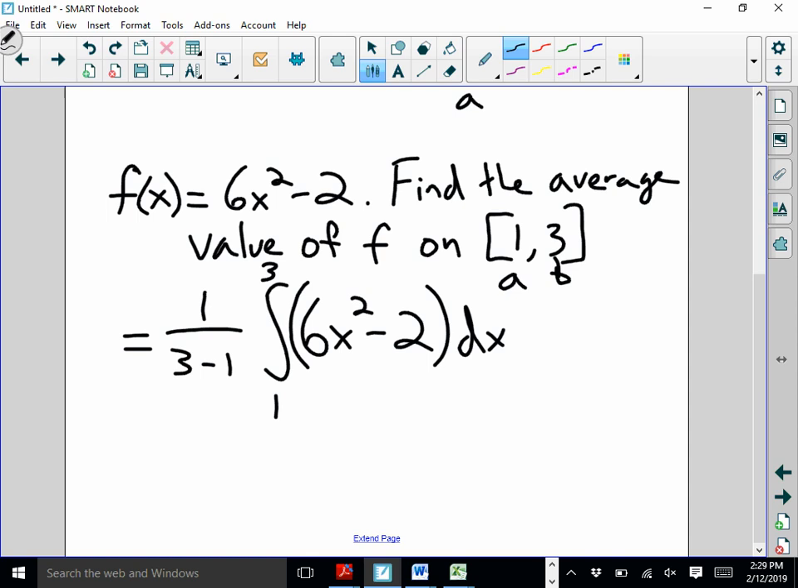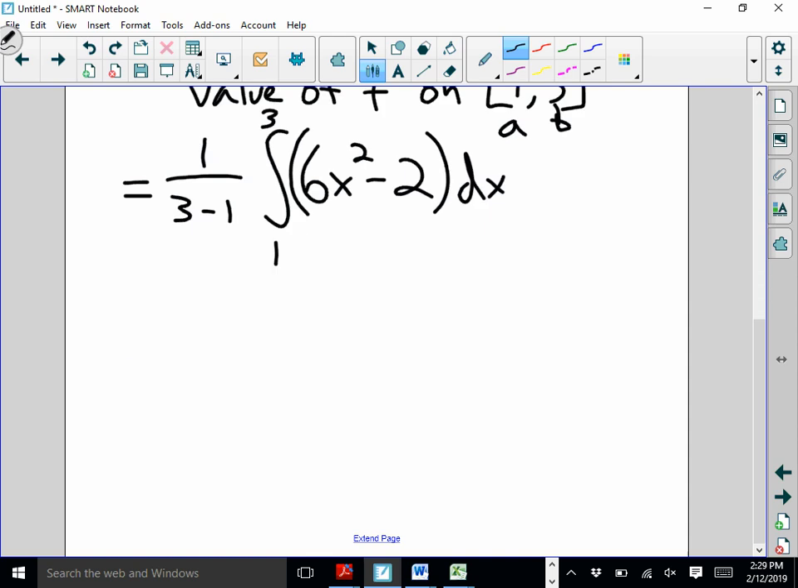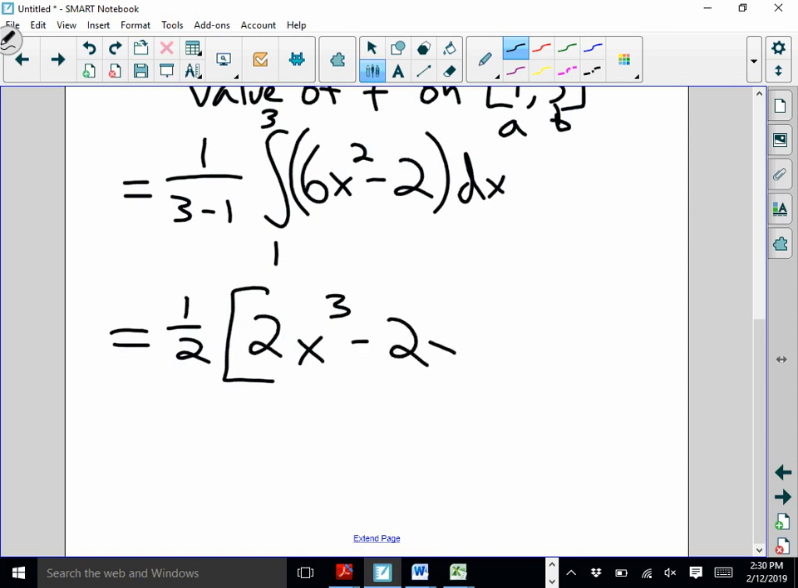So here's what it's going to look like. 1 over 3 minus 1 is just 1/2. Then I'm going to bump and divide. This is just a power rule antiderivative here. I'm going to bump the x up to cubed and divide by 3. 6 divided by 3 is 2. And I'm going to tack on the x here.